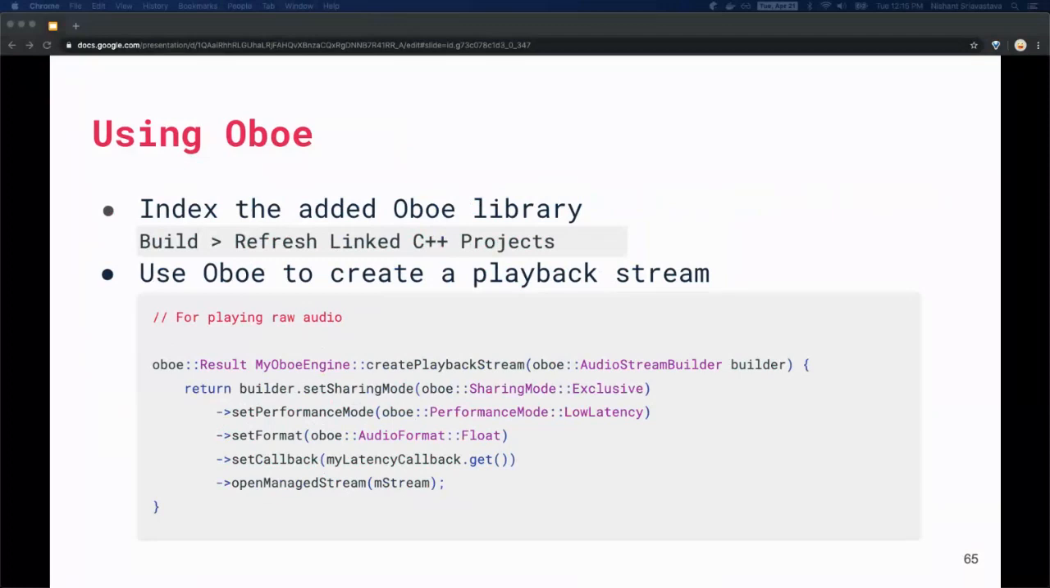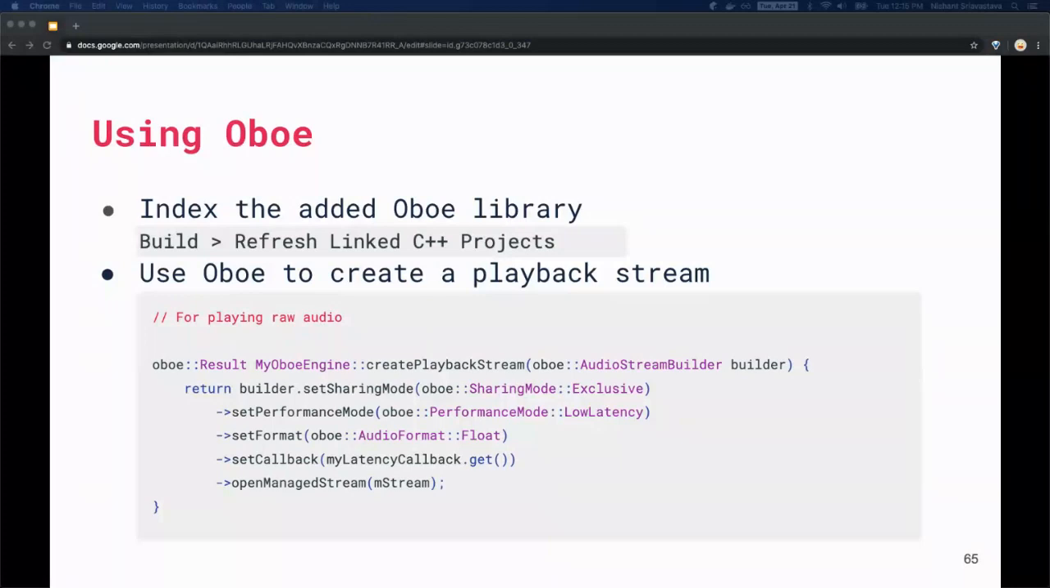As you can see, Oboe code is pretty much simple. You have a very simple builder pattern. You have something where you can say create playback stream. You can define a builder, and then you can set the performance mode. As you can see, low latency. You can set the format. You can get a callback, and obviously open a managed stream here, which is super nice. It's not all of the code, but it is the important code that most people would have to write.